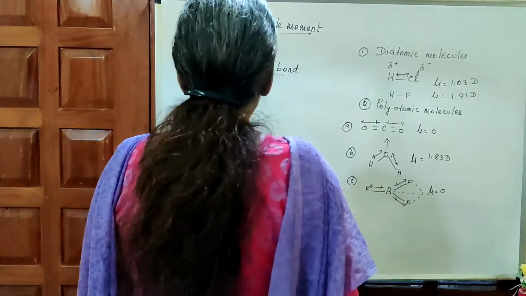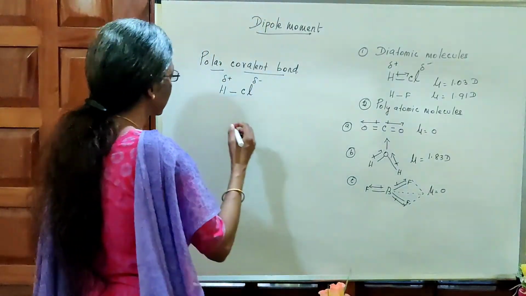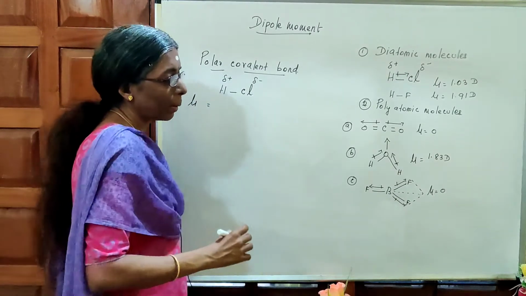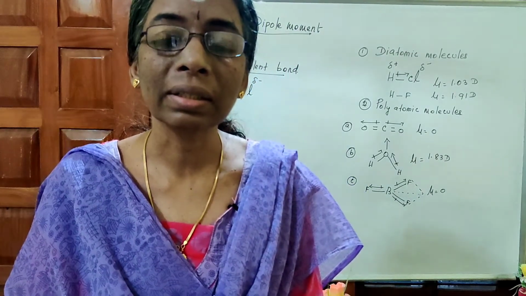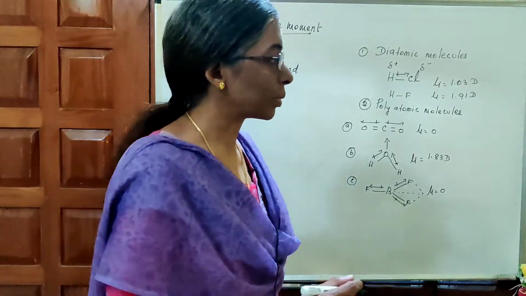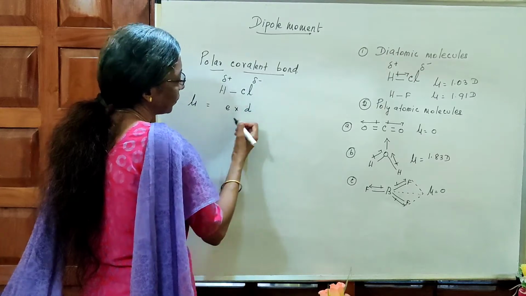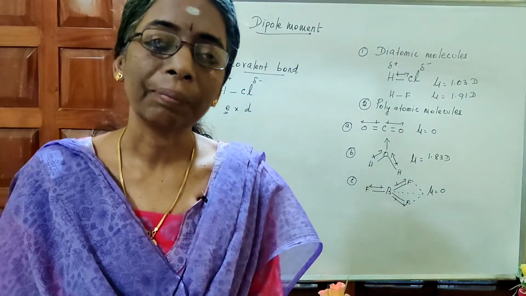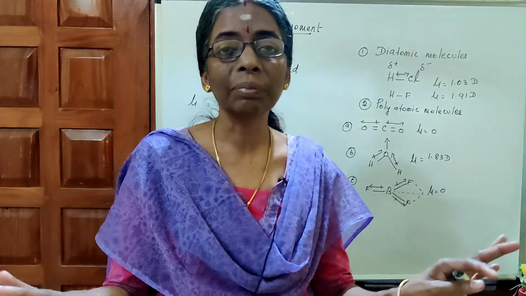Okay, so what is dipole moment? What is the definition of dipole moment? The symbol is mu. Mu is the product of the magnitude of the charge and the distance between the atoms. So we write mu is equal to e into d. In some books they refer to it as q. E is the charge of any one of the atoms, and d is the distance between the two atoms.